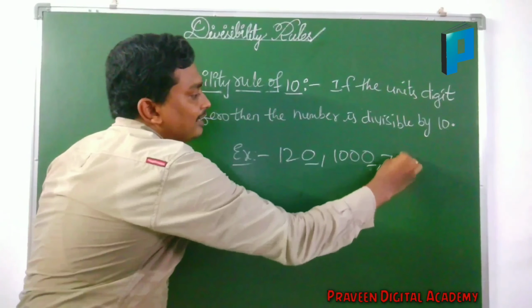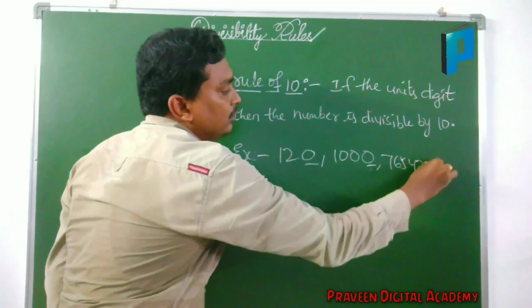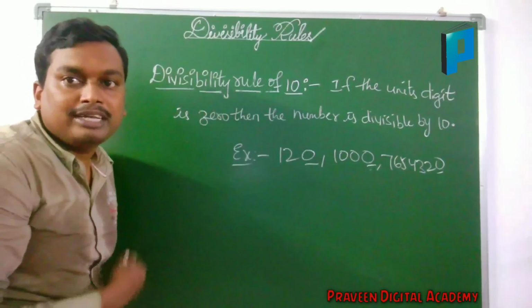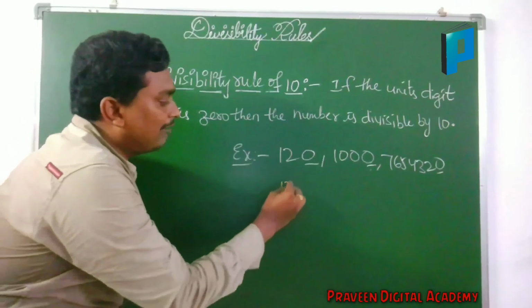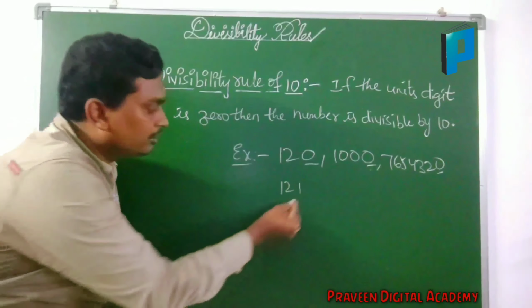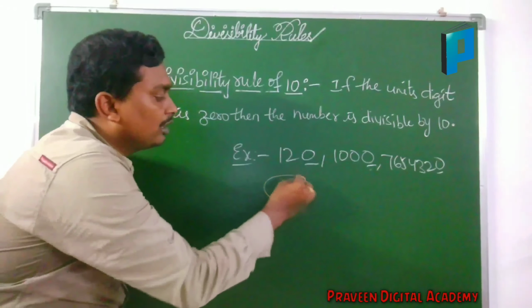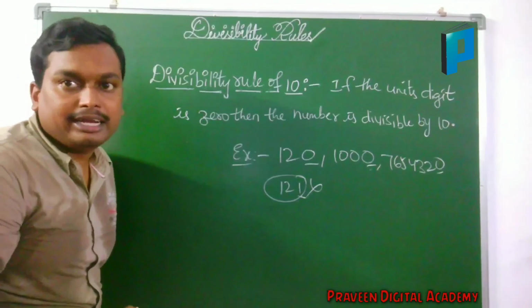If you are having 7, 6, 5, 4, 3, 2, 0, if the units place is 0, then the total number is divisible by 10. If you are having 121, check, the units place is not 0. So, this total number is not divisible by 10.